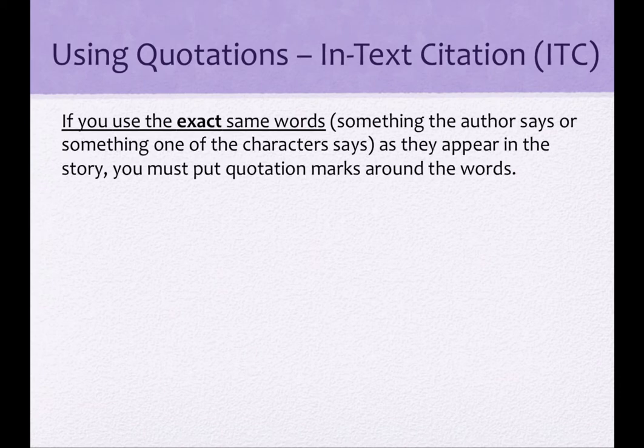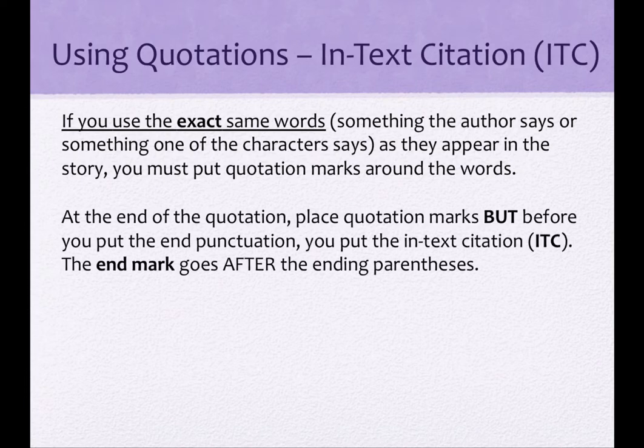If you use the exact same words, something the author says or something one of the characters says, as they appear in the story, you must put quotation marks around the words. At the end of the quotation, place quotation marks, but before you put the end punctuation, you put the in-text citation. The end mark goes after the ending parentheses. Let's look at a model.